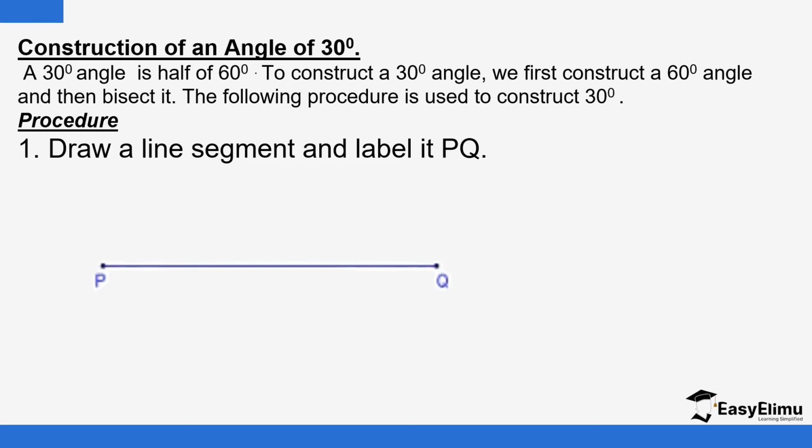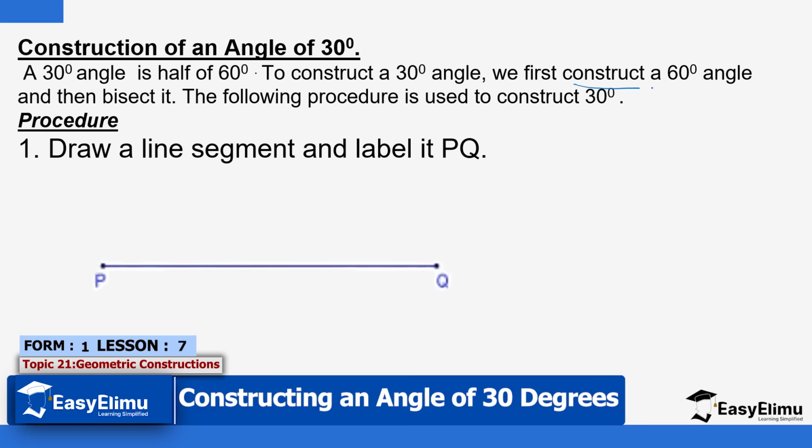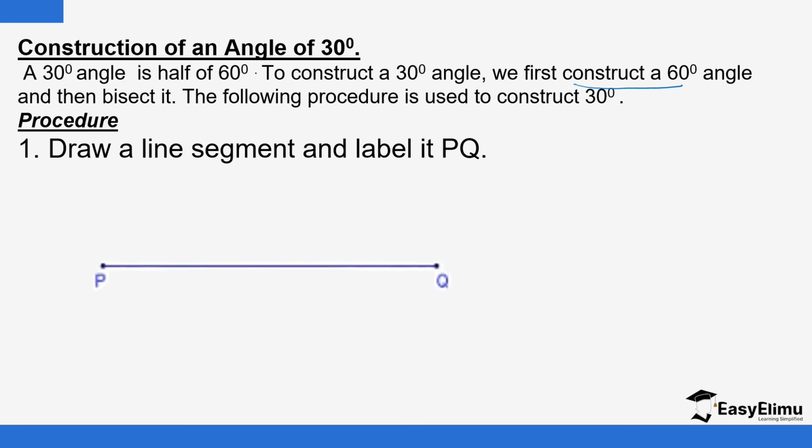So a 30 degrees angle is half of 60 degrees. So to construct a 30 degrees angle, we first construct 60 degrees, and then after that you bisect. In one of our previous videos we talked about bisecting an angle. So if you didn't get that, possibly you can check just to see how we bisect angles. So the following procedure can be used to construct an angle of 30 degrees.